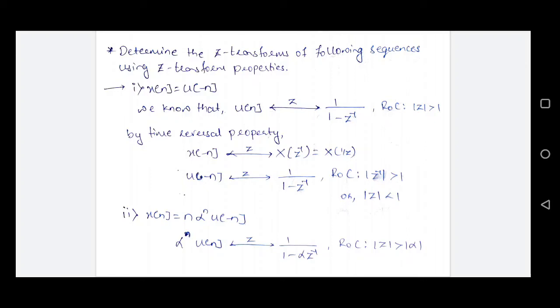u[-n] is a left-sided sequence, and for a left-sided sequence, the region of convergence will be within the circle. So mod of z will be less than 1. So this is the z transform and region of convergence for the reflection of the unit step sequence u[-n].